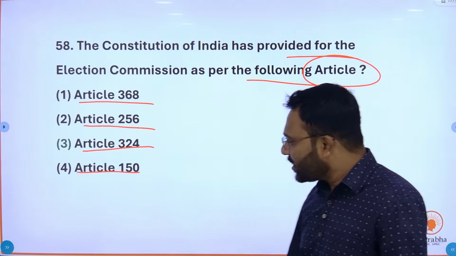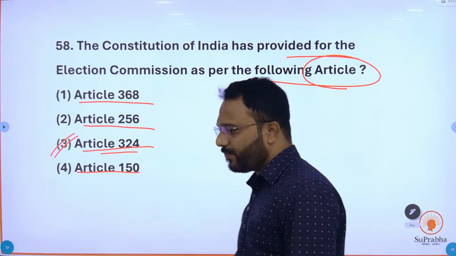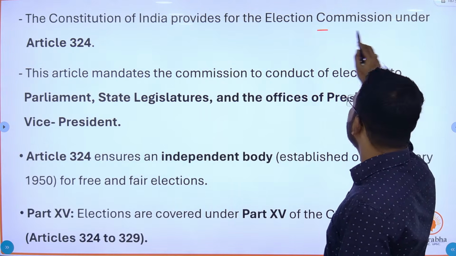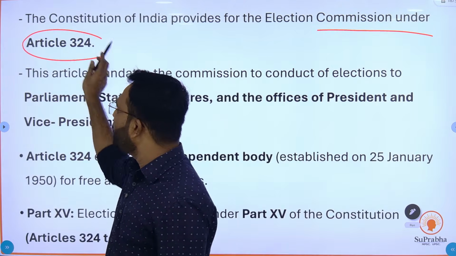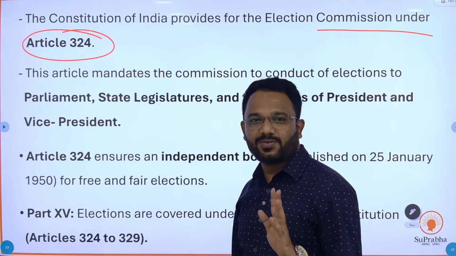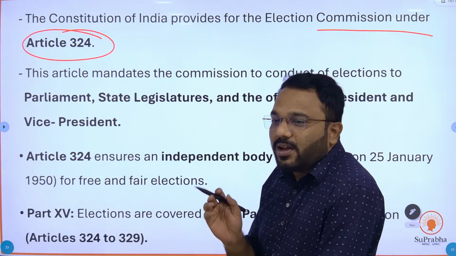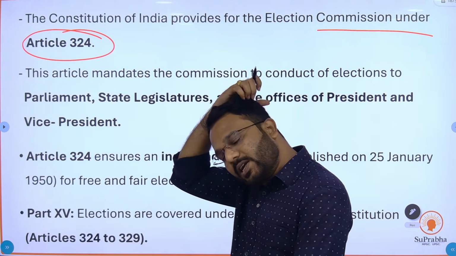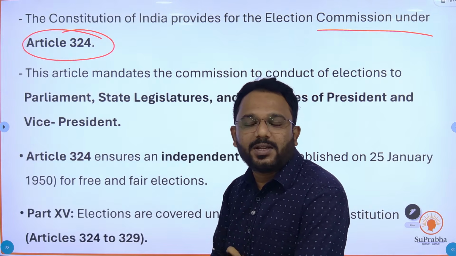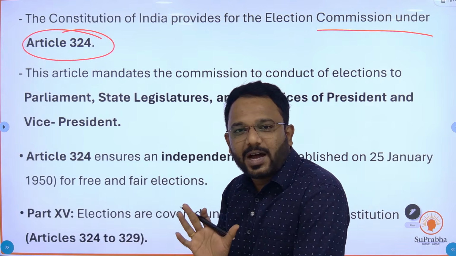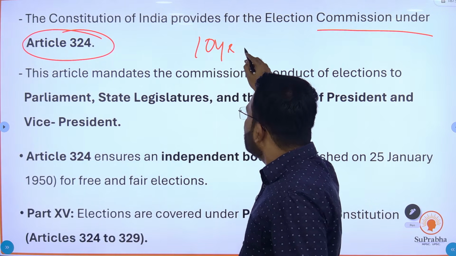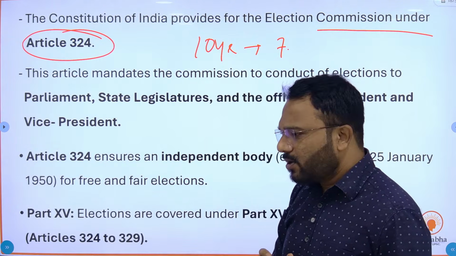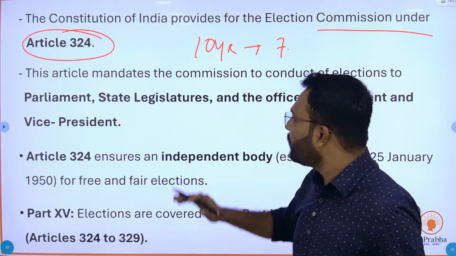So the right answer here is option number 3, Article 324. The Constitution of India provides for the election commission under Article 324. Listen, election commission, advocate general, these are some constitutional and non-constitutional bodies on which there is always a question. At least 7 times in 10 years they have asked questions related to these topics. Fine.